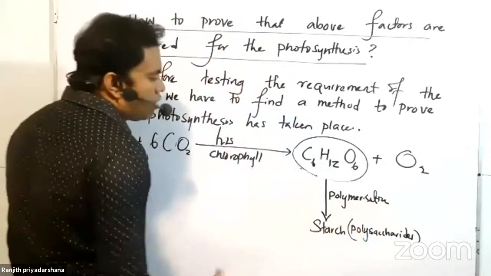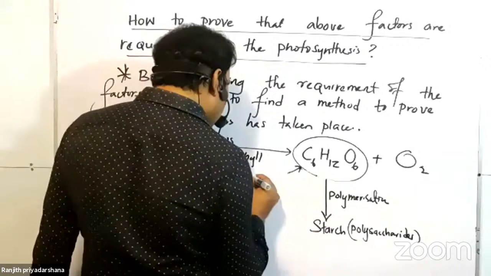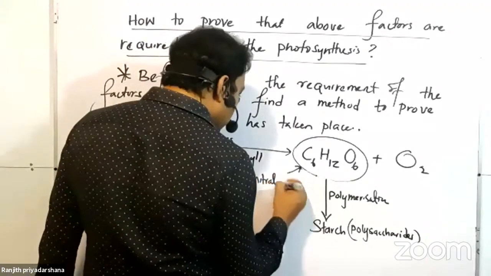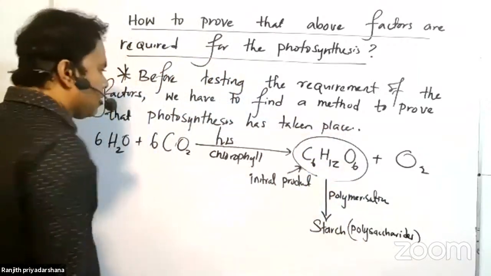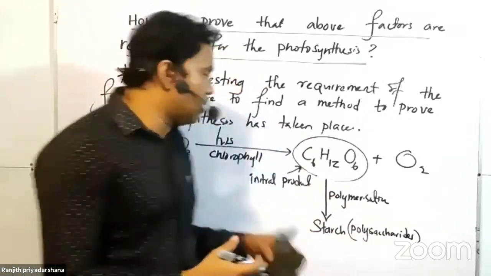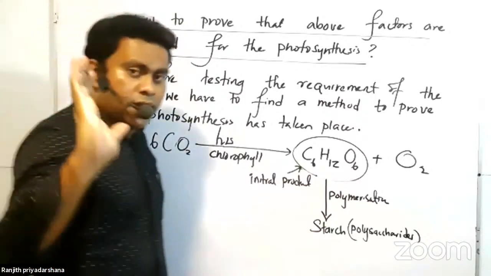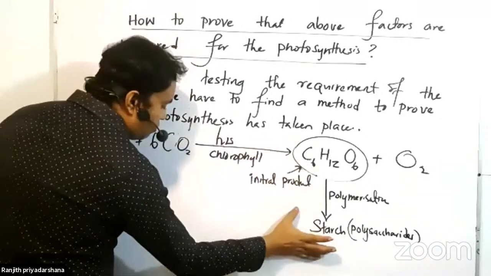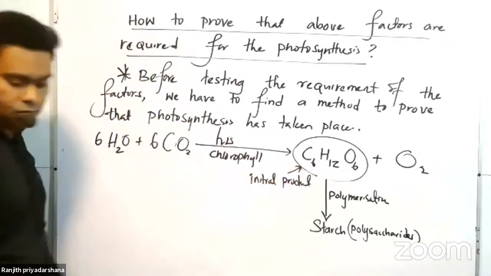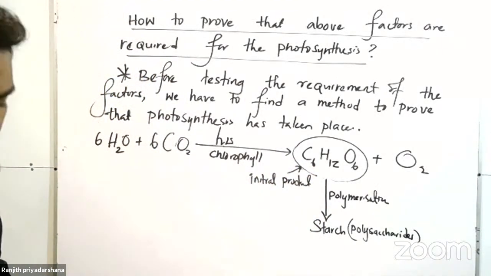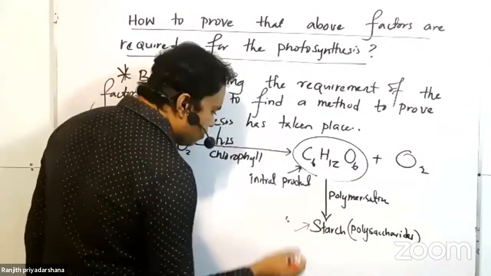So polymerization. This is the main and initial product. Polymerization happens later. But when we are going to test glucose, it has already been converted into starch. If you do a starch test on a plant leaf, we can observe that starch has been produced. So that's the starch test.